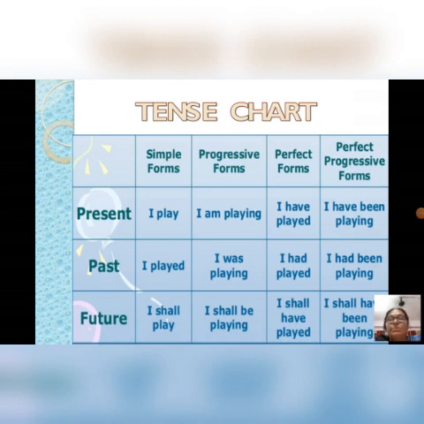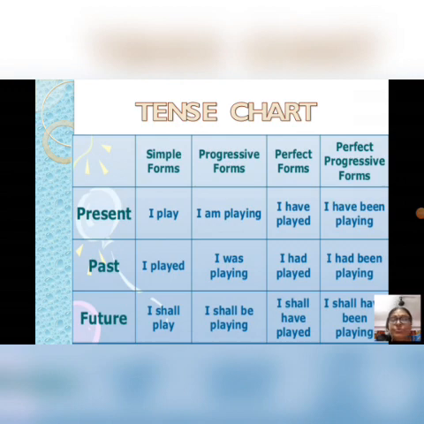Now come to the past tense. In simple past, we will write I played. That is, played is the V2 form of the verb play. Past continuous or past progressive, I was playing. Past perfect, I had played. And past perfect continuous or progressive, I had been playing.